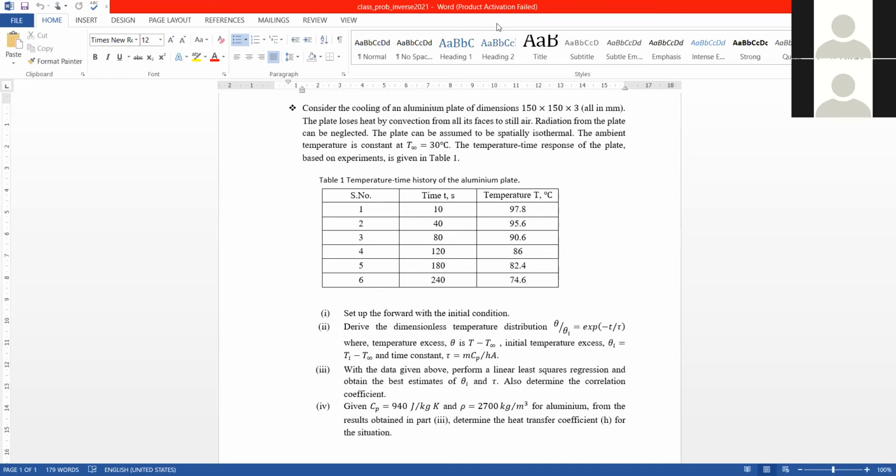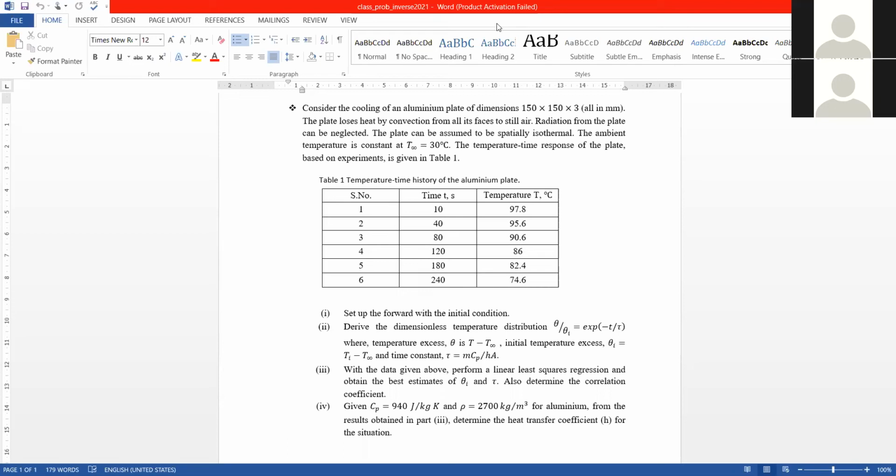There are 4 parts to this question. This is basically from the quiz paper, 2019 or 20, I don't remember. Set up the forward model. Derive an expression for the temperature distribution with the data given. Do a least square regression. Get the best estimates of theta i and tau. Please note, yesterday somebody asked a question. No, I did not give the initial temperature here. That means at time t equal to 0, you have to get it. So determine the correlation coefficient and all that.